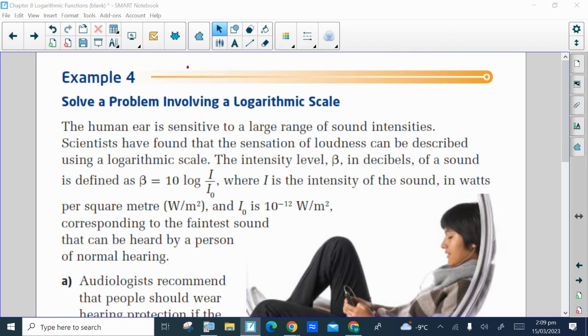Let's finish off 8.3 by looking at some more questions where we have expressions involving logarithms.